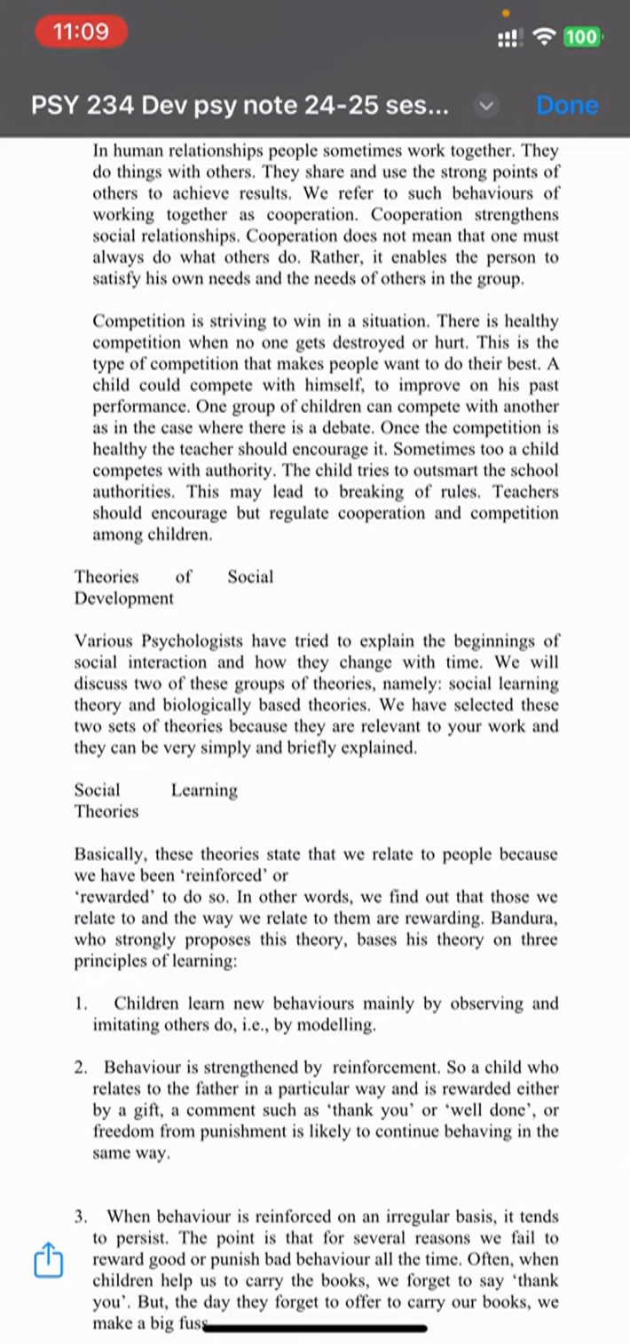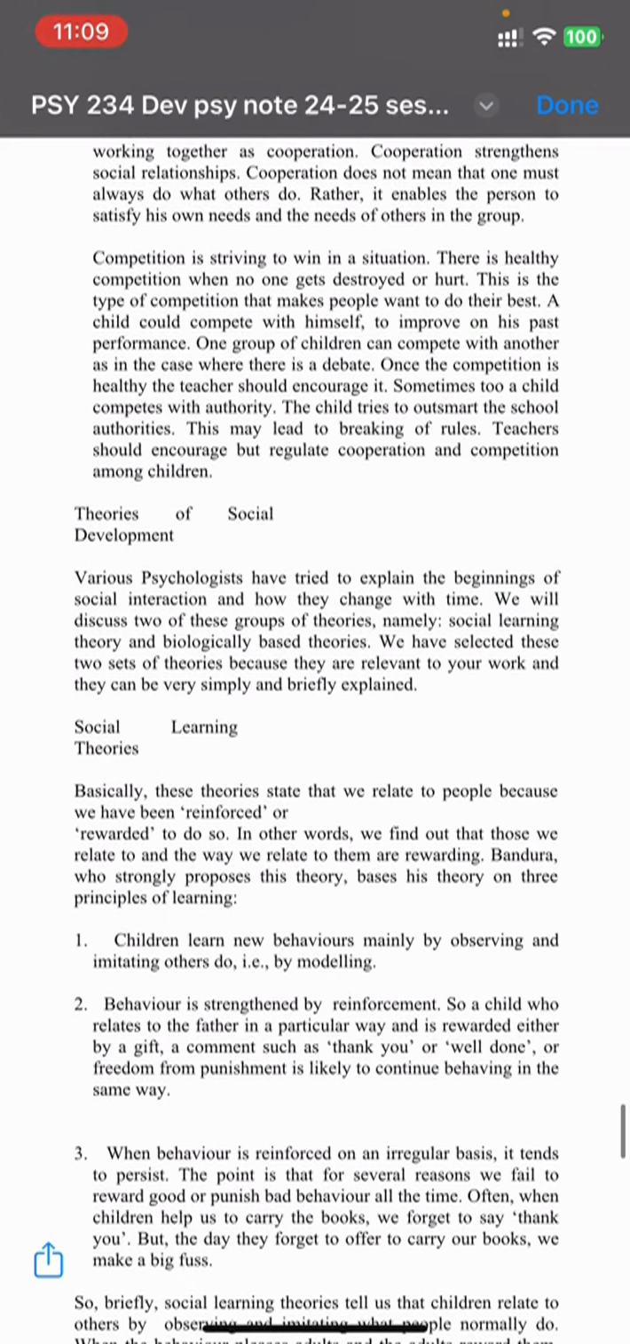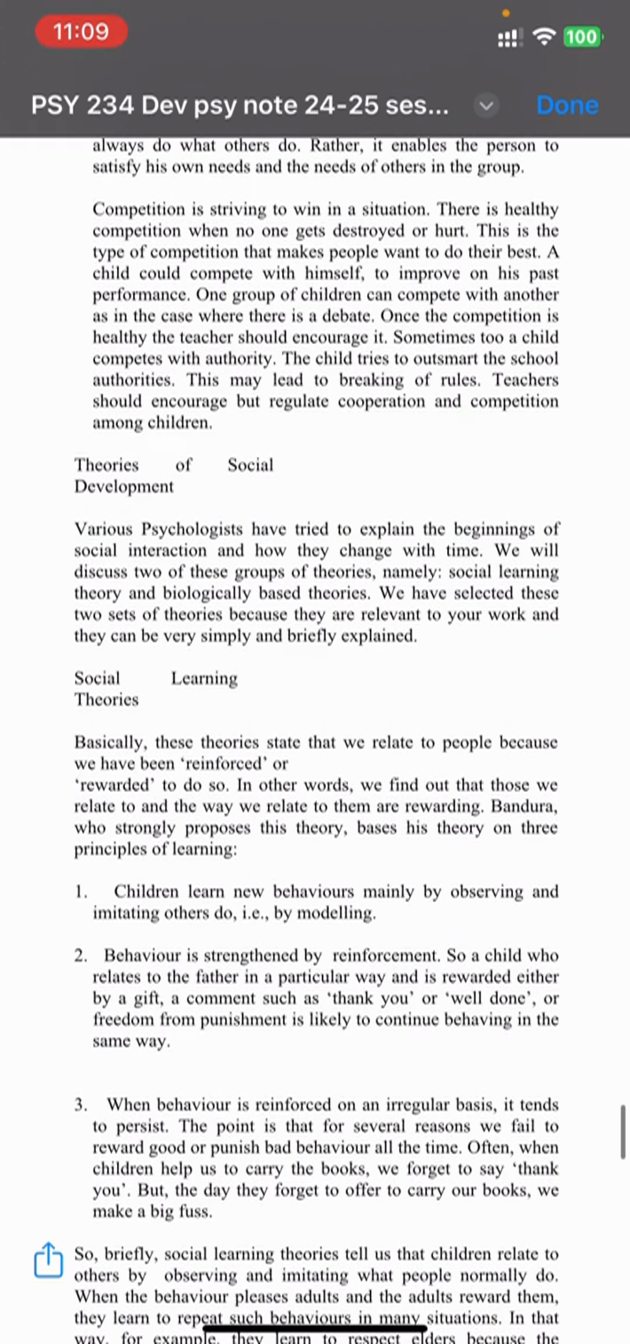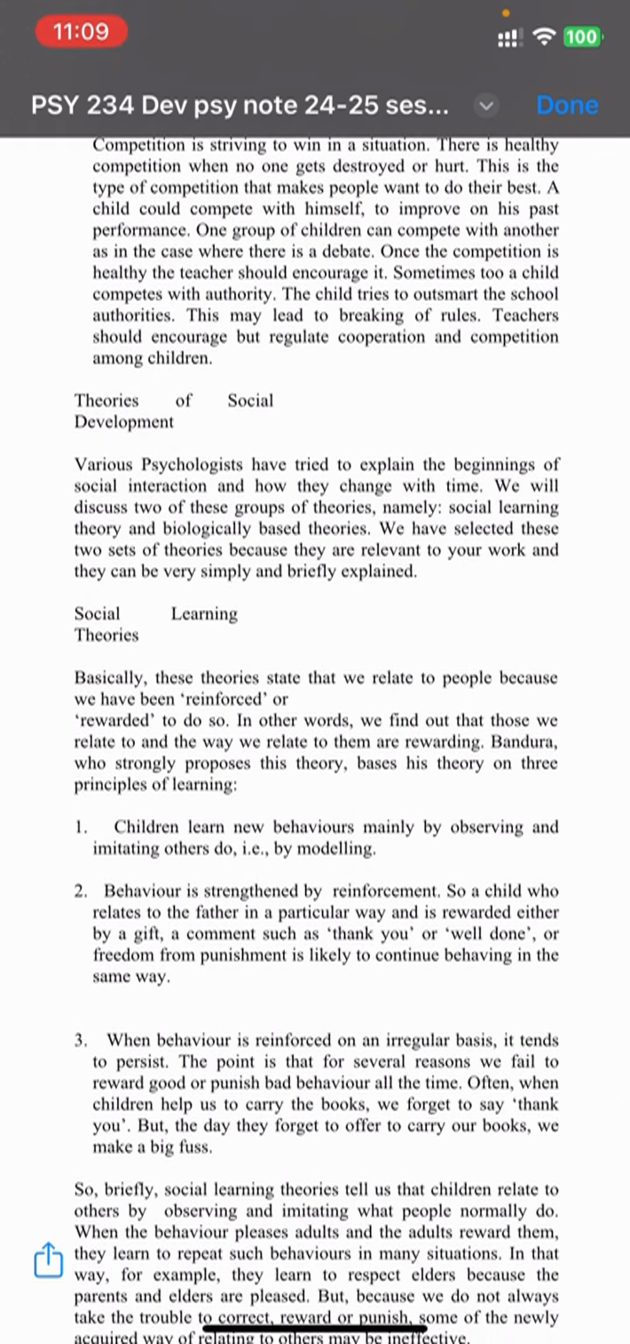Now, theories of social development. Various psychologists have tried to explain the beginnings of social interaction and how they change with time. We will discuss two of these groups of theories. The first one is social learning theories. Basically, this theory states that we relate to people because we have been reinforced or rewarded to do so. In other words, we find out that those we relate to and the way we relate to them are rewarding.